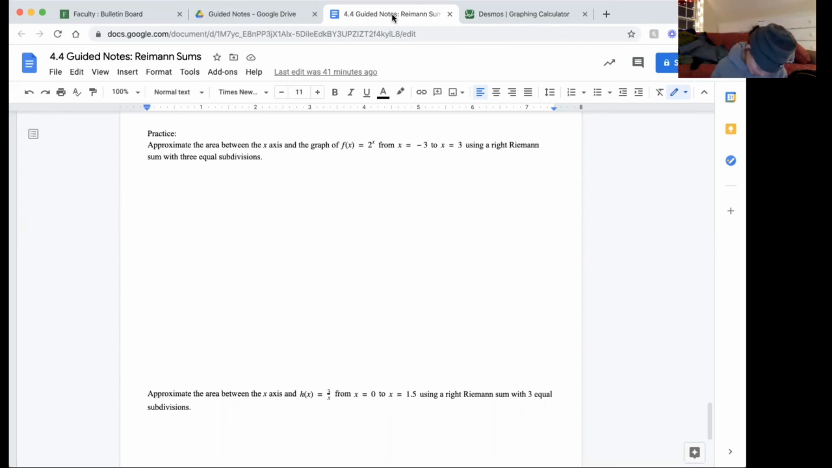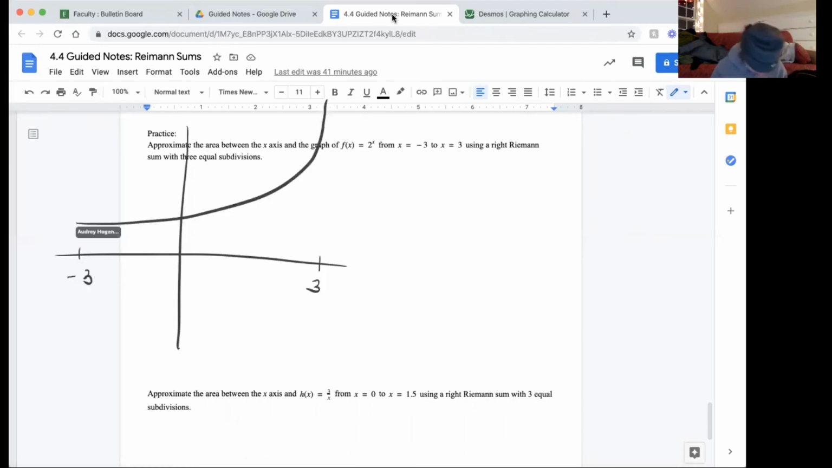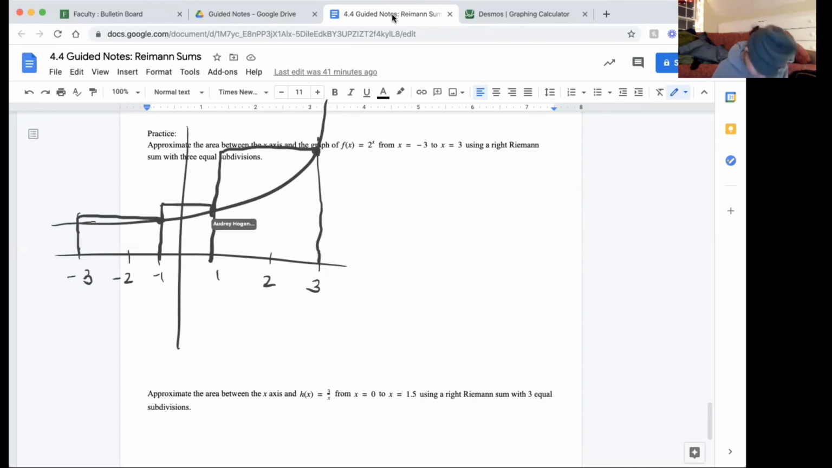So just doing that math, let's sketch out our function. We're going from -3 to 3. Our graph looks more or less like that. -3, -2, -1, 1, 2, 3. We're going from here to here, and we know that our increments will be 2. So here's one rectangle, here's another rectangle, and we have 3 equal subdivisions, and we are using a right Riemann sum. So here's the right endpoint. Draw a rectangle, right endpoint, draw a rectangle, right endpoint, draw a rectangle.